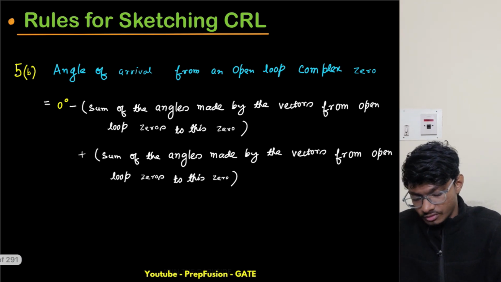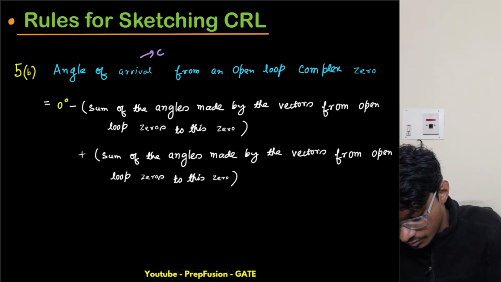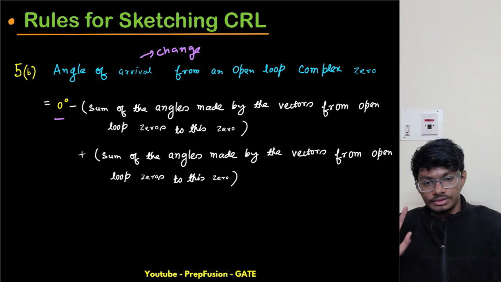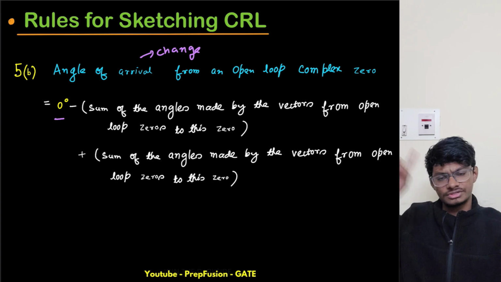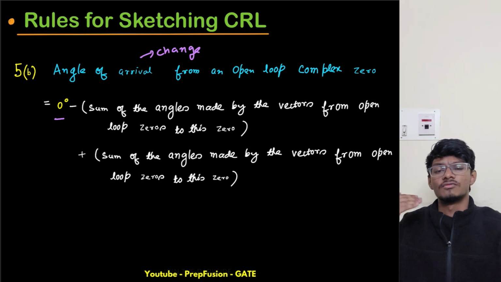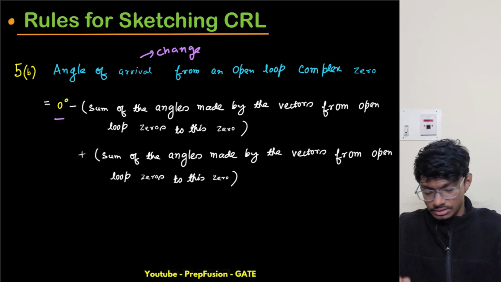Now this angle of arrival will also change, like both of them use the same type of proof only. So this will also change to 0 degrees. No need of further explanation. You just put in the proof 0 instead of 180, and you will get this answer.